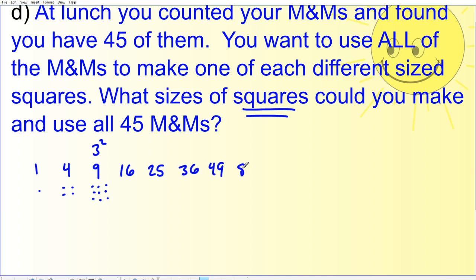8 squared is 64. Now, that's too big. I only have 45 M&Ms. So, actually, 49 is even too big. I only have 45 M&Ms. So, using these other numbers, what combination of these can make exactly 45?